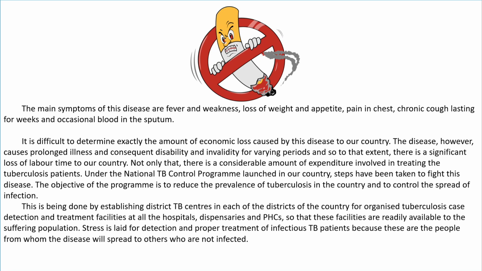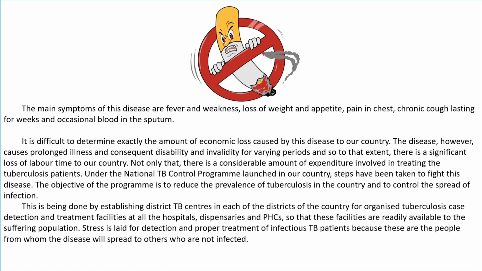So you have to tell the elder people also, do not fear, do not be scared. Tell them you are not supposed to smoke in a public vehicle. All right, this is our right, because they will smoke but we will be infected. Because of them we might also get tuberculosis or lung cancer, anything. The main symptoms of the disease are fever and weakness, loss of weight and appetite, pain in chest, chronic cough lasting for weeks, and occasional blood in the sputum.